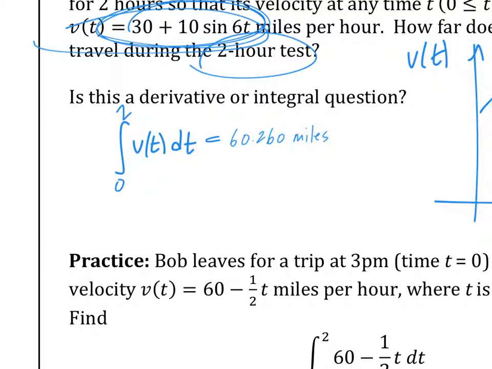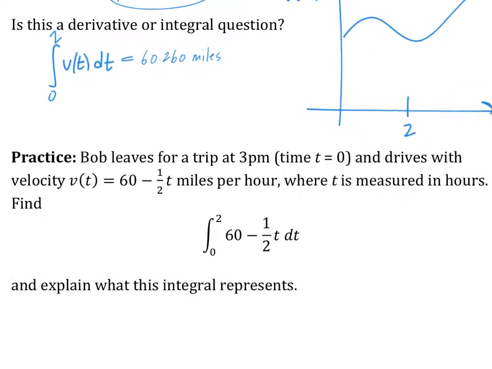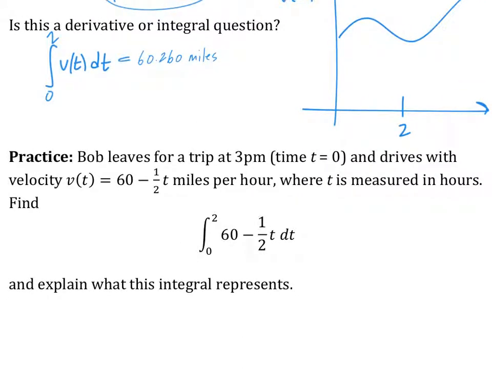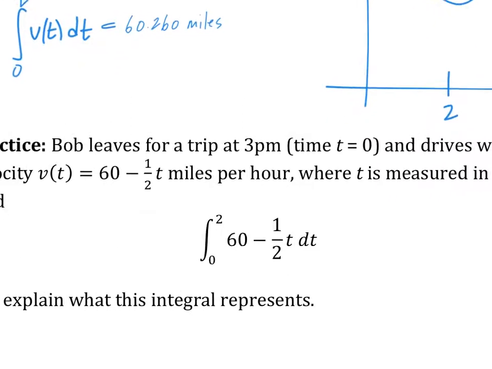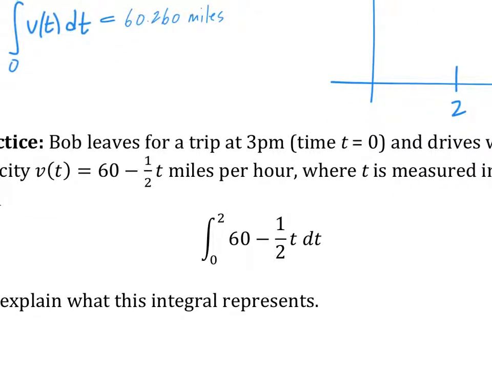People back there, focus. All right, Bob leaves for a trip at 3 p.m. At 3 p.m., we're going to say time is t equals 0. And then he's going to drive with velocity v of t, where t is measured in hours. Find the integral from 0 to 2 of this thing. What is this thing? 60 miles, one half t. The function of what? Velocity, right? It tells you that's velocity. So integral of a velocity is going to give you what? Position, very good. Or distance traveled, right?